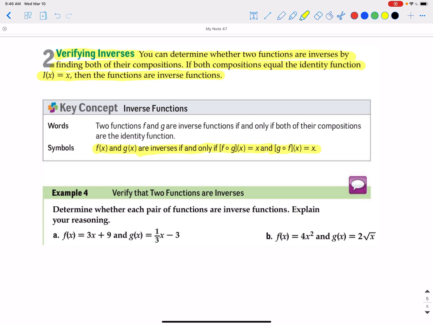x. So if we do a composition of functions by plugging one of the functions into the other one, and we do it both ways, we do both f of g and g of f, and they both simplify to just x, that means that those two functions are truly inverses of each other.